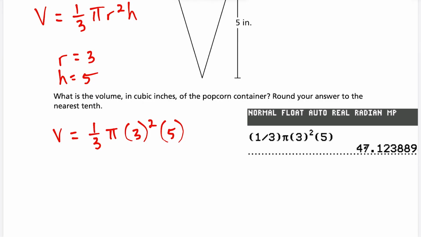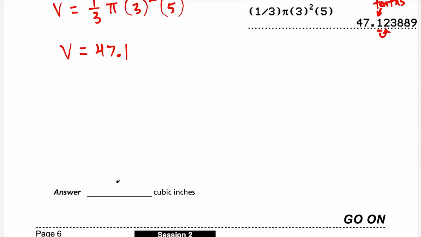Now if we look at what the calculator gave us, the tenths place is over here. We look 1 digit to the right and it's a 2, so this tells us to round down to 47.1. So the volume is 47.1 cubic inches. If this were instead something like 47.153889, and this continued on, then we would look to the right and see a 5, and we would round up to 47.2. But that was not the case here. We had a number to the right that was less than 5, so that's why we're rounding down to 47.1. So our solution is 47.1 cubic inches.